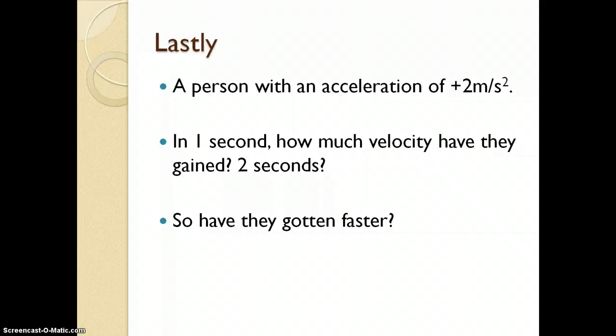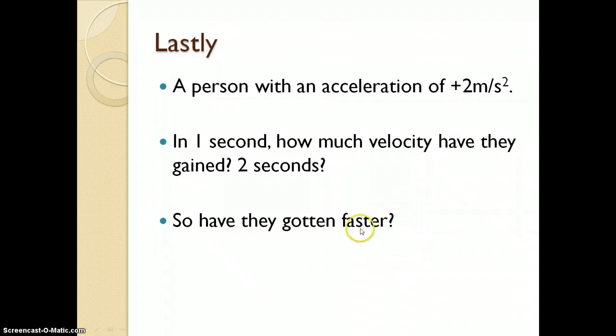We cannot tell because imagine the person was running backwards at first, which is why the little positive here makes the huge difference. If they were going backwards at -6 meters per second, after 1 second, they gained +2. So they went from -6 to -4, but they're still going backwards because their velocity is negative. After another second, so 2 seconds, they went from -6 to -4 to -2. So they're still going backwards. And they're slowing down backwards in this case.